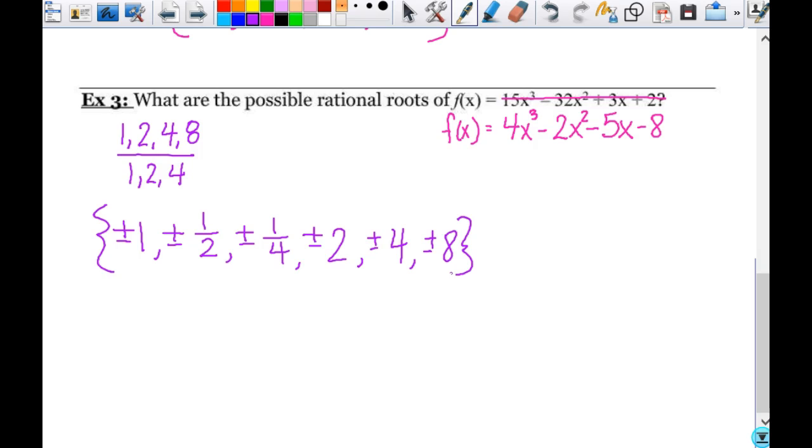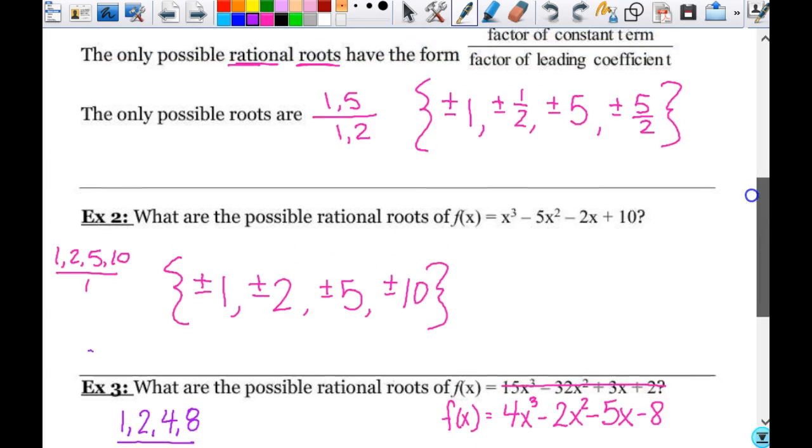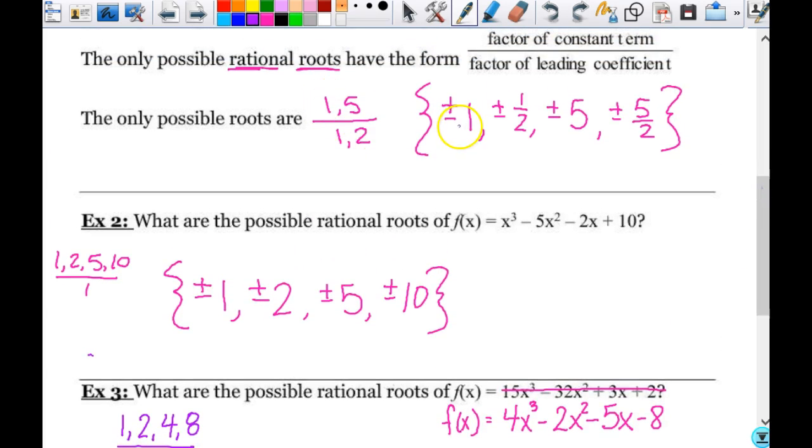Well, you're not multiplying, because it's this factor over this factor. So I'm not multiplying, I'm dividing. On this one right here, I didn't need to because the denominator was 1. But up here, we did the same thing. I did 1 over 1, which is 1, 1 over 2, which is 1/2, right? And then 5 over 1, which is 5, and then 5 over 2, which is 5/2.